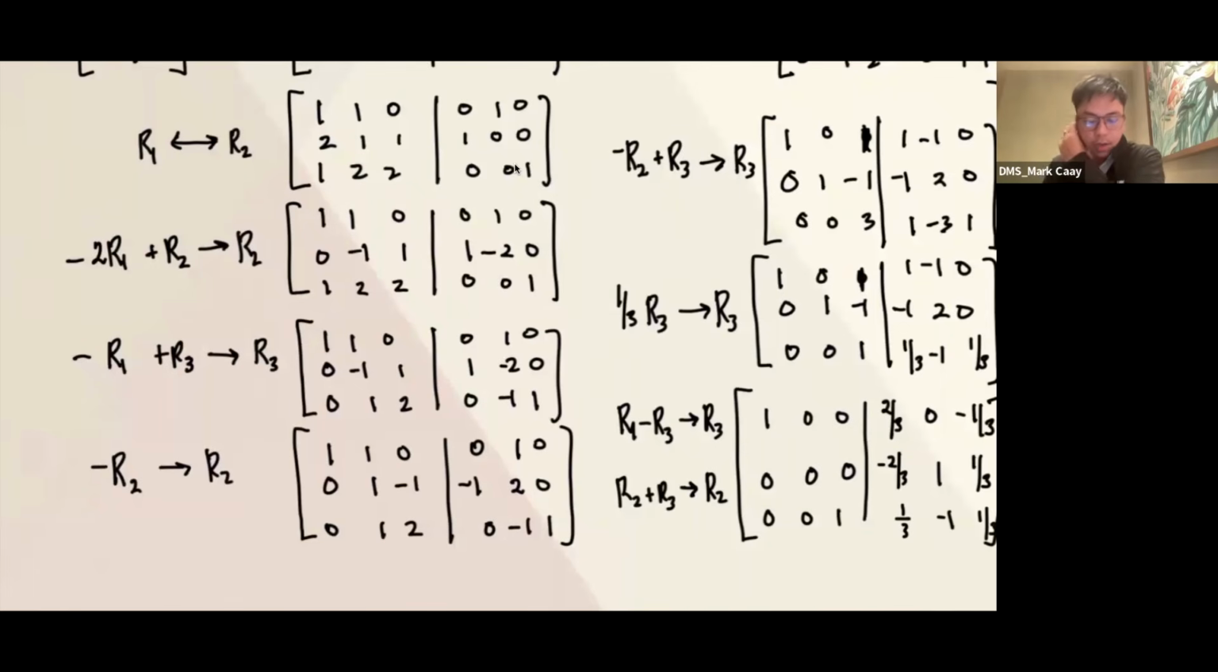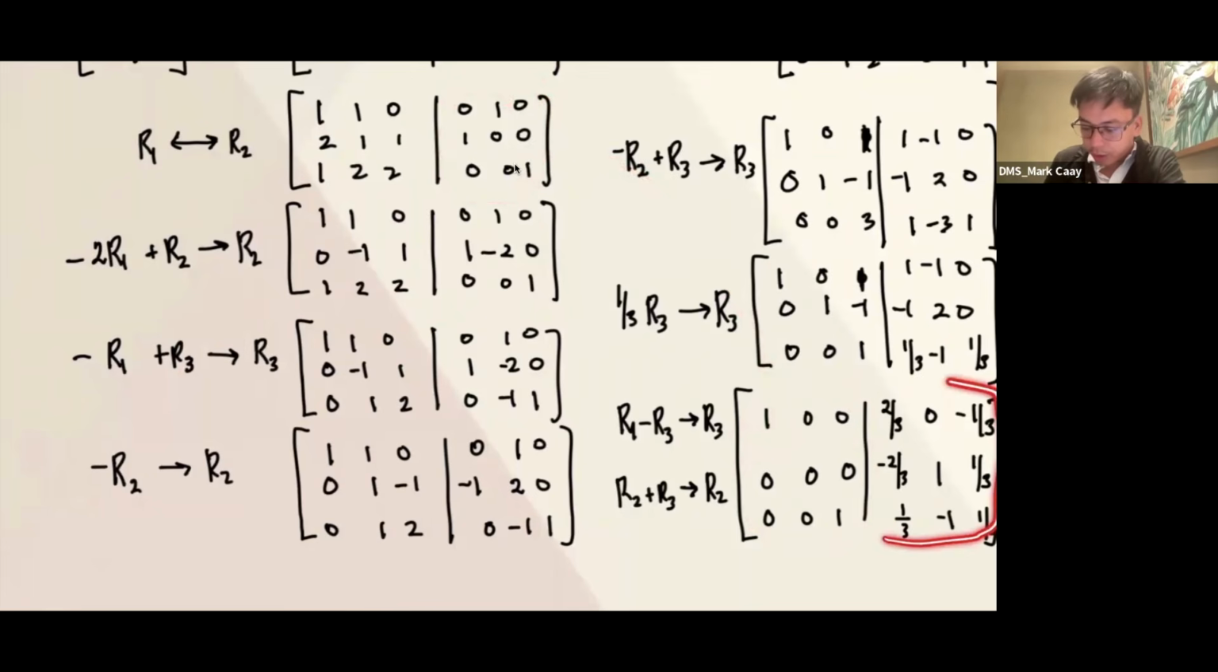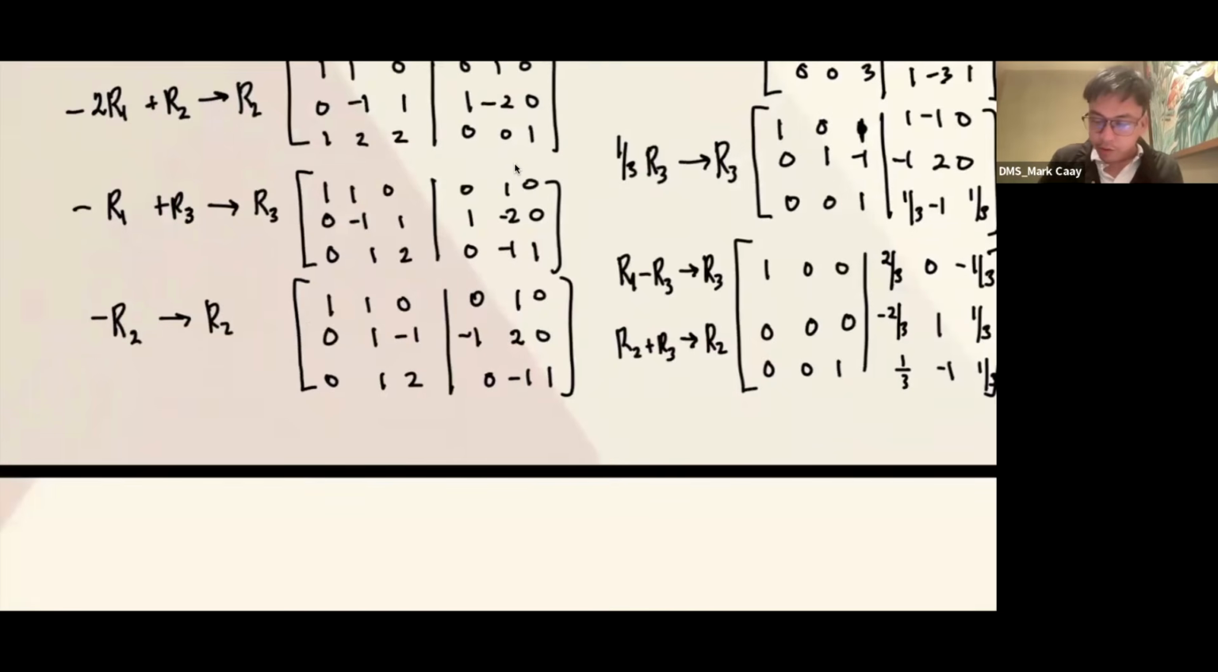So as you can see, kung titingnan mo yung nasa kaliwa dito sa augmented part, this is an identity matrix. Di ba from here, lumipat siya as pinakauna. So this one is our D. So this is now the inverse of A. Ito siya ang inverse of A.